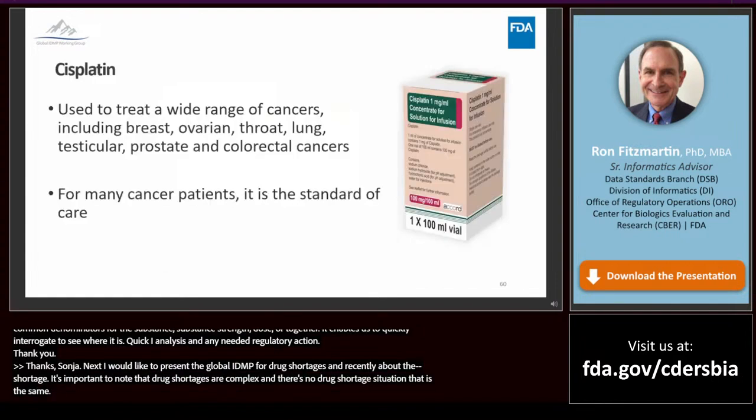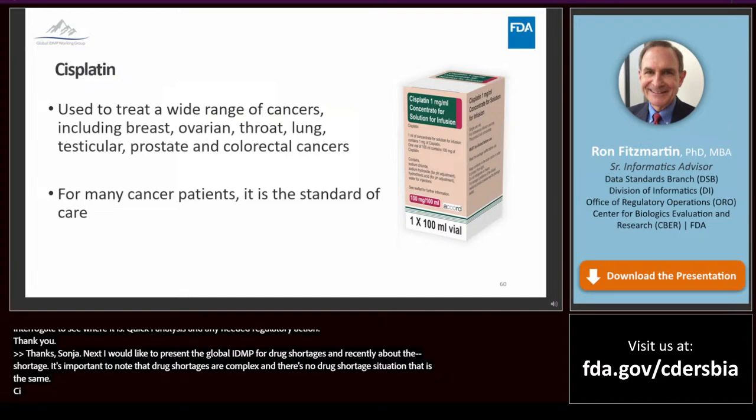Cisplatin is used as a chemotherapy drug to treat a wide range of cancers, including breast, ovarian, throat, lung, testicular, prostate, and colorectal cancers. And for many cancer patients, it is the standard of care.